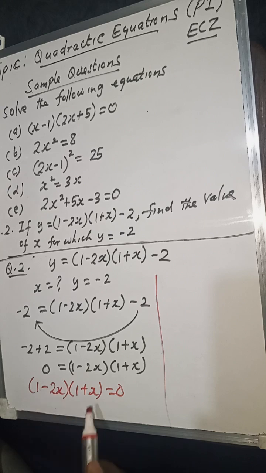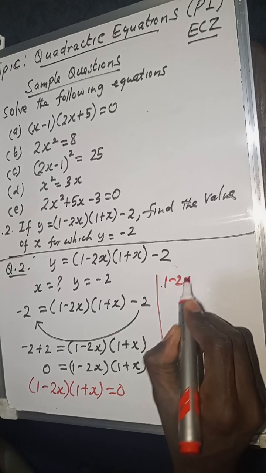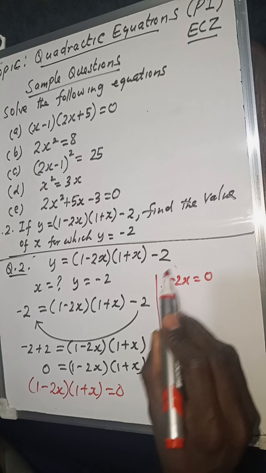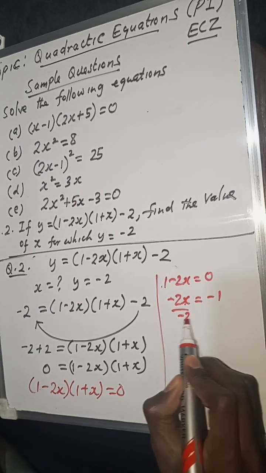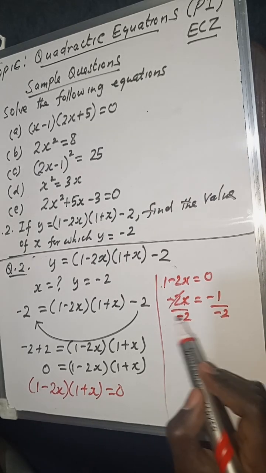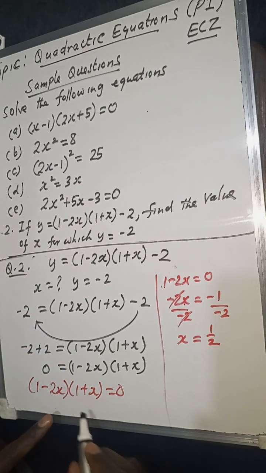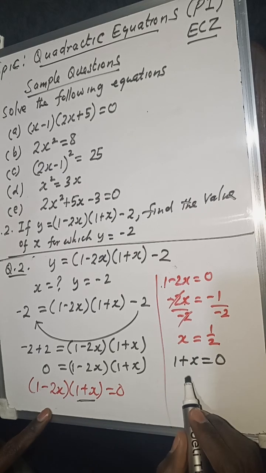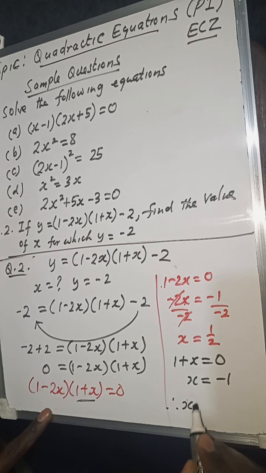So the next thing, equate each bracket to 0. It is going to be 1 minus 2x is equal to 0. Let me start by solving this one. When this one goes the other side, negative 2x is equal to negative 1. To find x, I'll divide by negative 2, and I'll also do it the other side. So x is equal to 1 over 2. We also get the other one: 1 plus x is equal to 0. When that one goes that side, x is equal to negative 1. So therefore, the values of x can be 1 over 2 or negative 1.